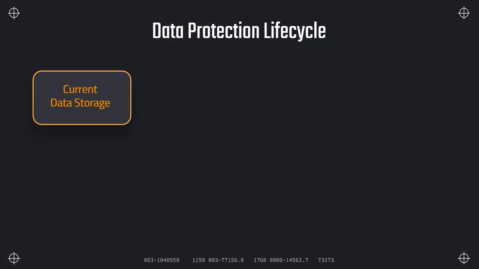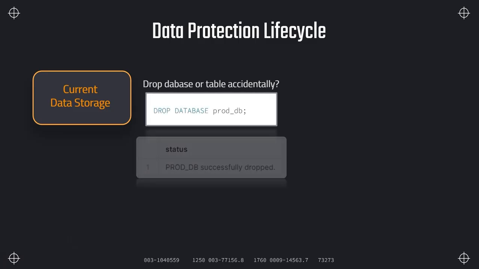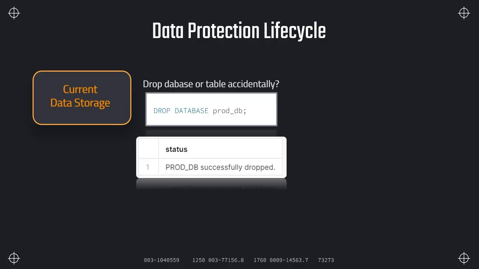But what happens now if someone by accident is dropping a database or a table? This can be super problematic. If we don't have a backup strategy in place, this data is gone forever. And even if we do have some backup strategy in place, this has to be, of course, maintained. We have to do this on a regular basis.